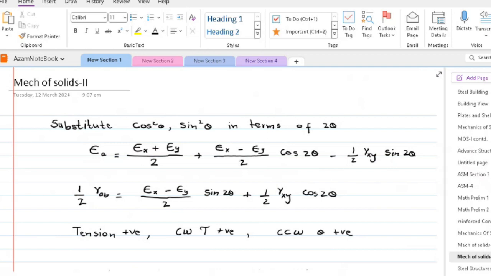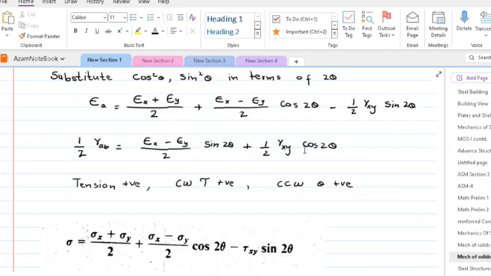Gamma AB on the other hand can be reduced in terms of 2 theta to half gamma AB equal to strain x minus strain y by 2 into sine 2 theta plus half gamma xy cos 2 theta. It is important to remember that in the derivation of strain A and gamma AB, we have assumed tension strain as positive, clockwise shear strain as positive, and counterclockwise rotation theta as positive.